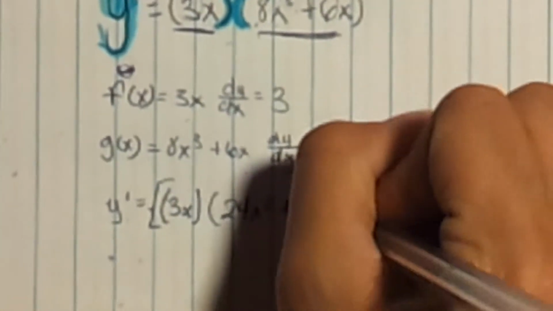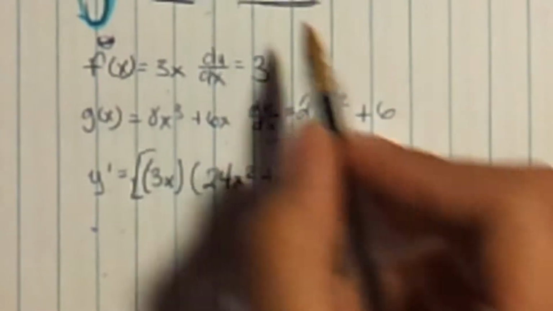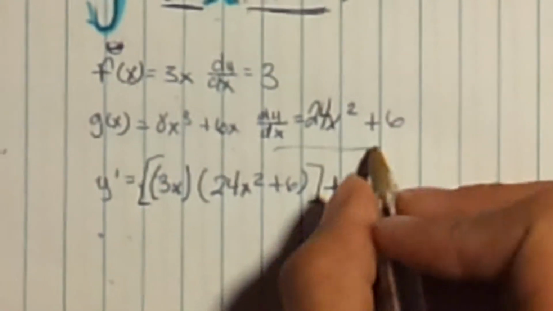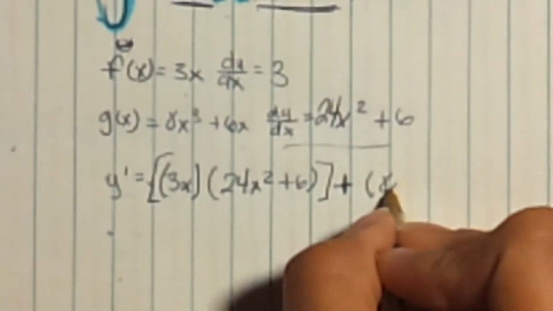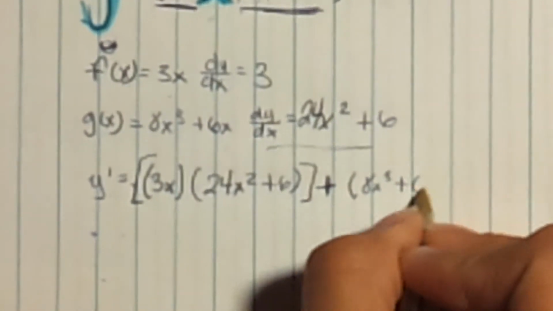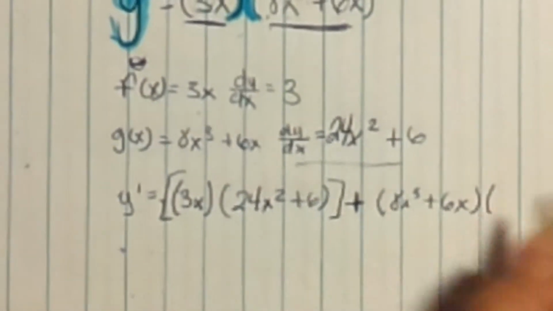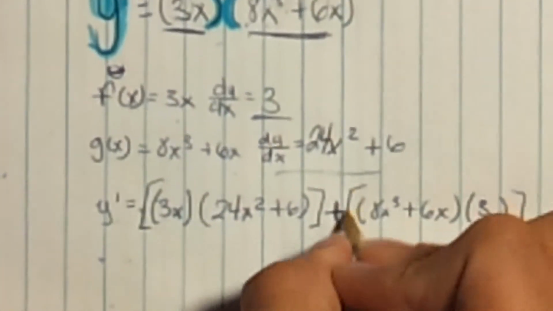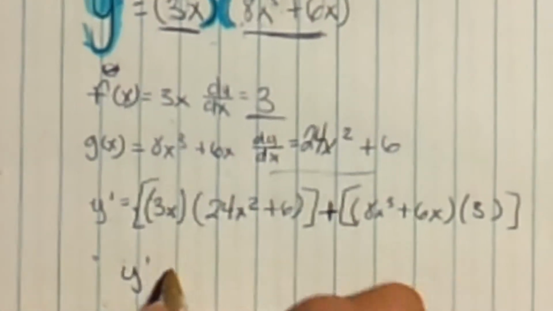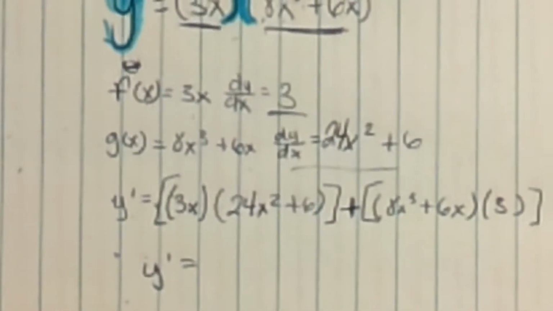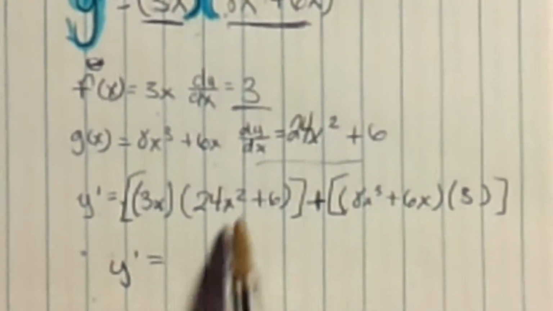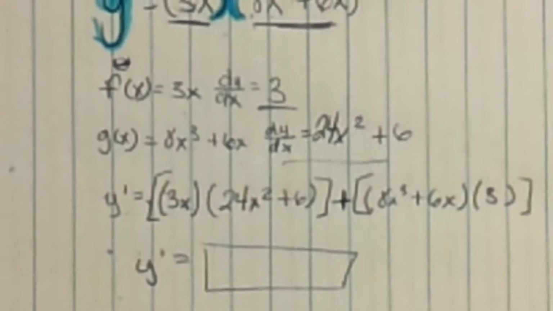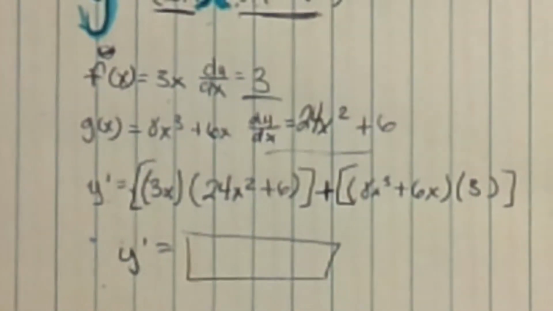Okay, plus the equation of the second times the derivative of the first, which is just 3. And then you do all your multiplication, you simplify, and there is your derivative. And that was a product rule.